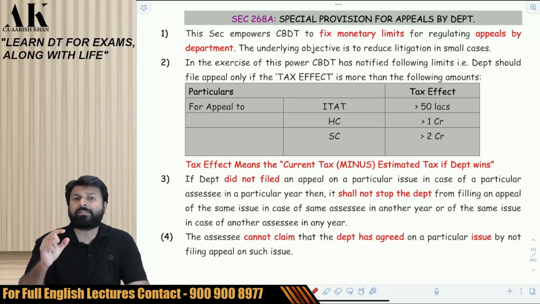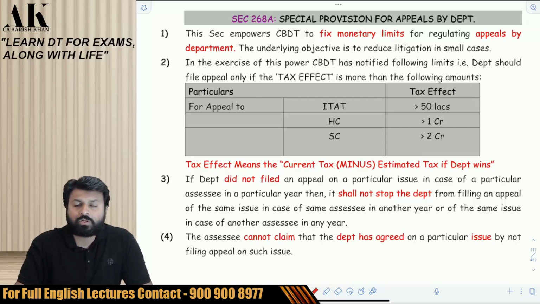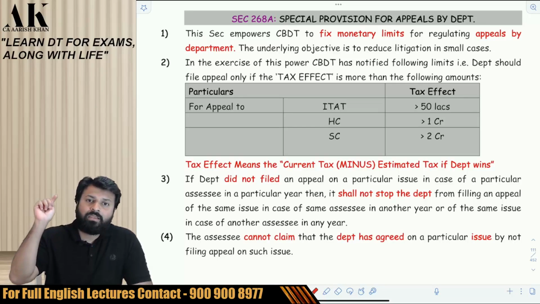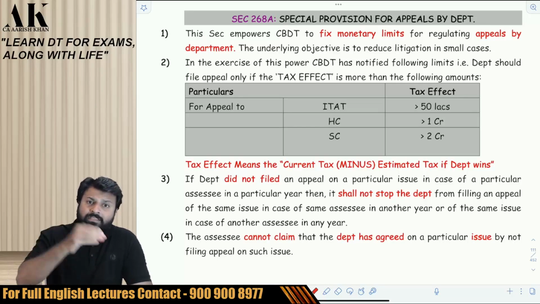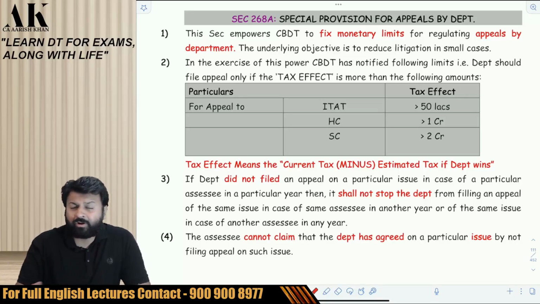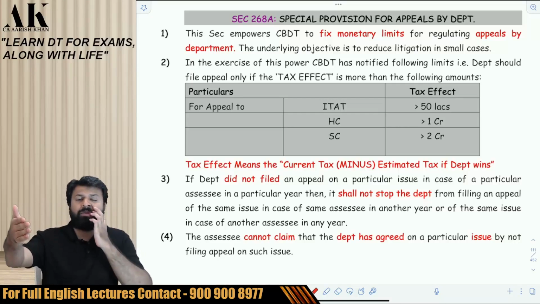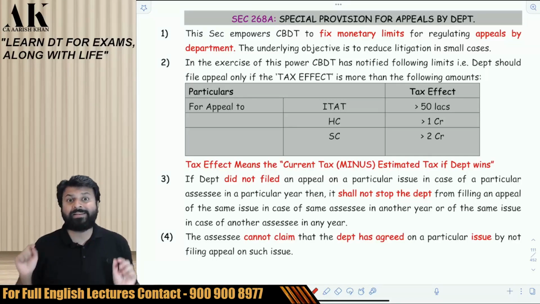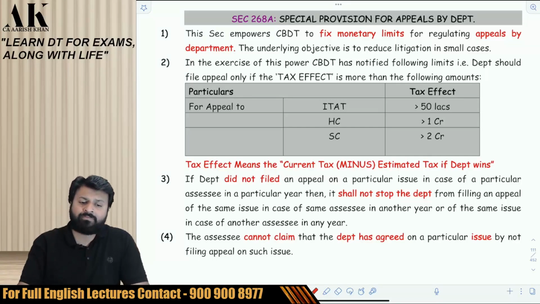And the monetary limit set over here is too high. So the question is, if the tax effect is under this limit, that is under 50 lakhs, 1 crore, 2 crore, can the department not appeal? It is not like that. It is at the discretion of the department. If the limit is within the prescribed limit, still if the department wishes to file an appeal, they can file an appeal. And you cannot stop the department from filing an appeal.